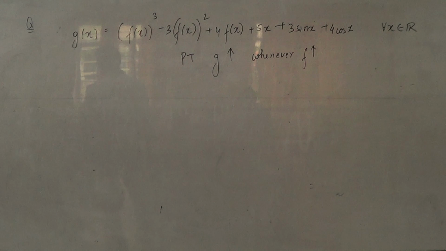Now what if the f of x there is negative? No, this f of x is only one f of x. Don't think that f dash x is positive means f of x is also positive. F of x can be negative there also.